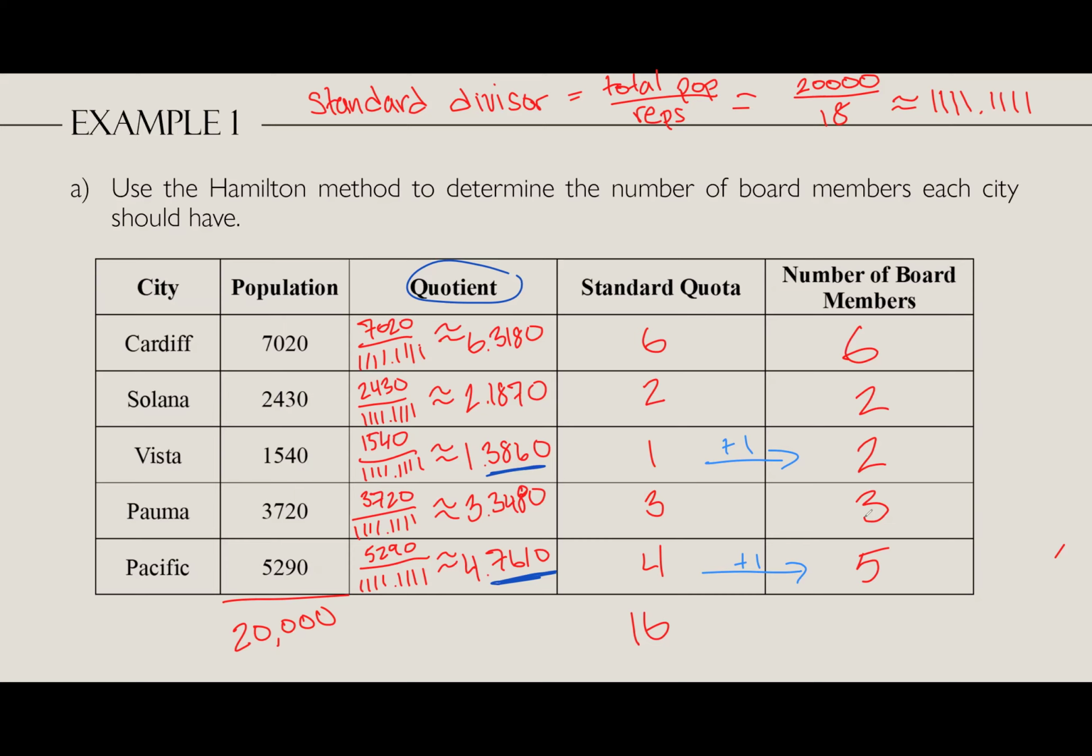Let's just double check real quick and see, do we truly get 18 board members? 6 plus 2 plus 2, we get 10. 10 plus 3, we get 13. 13 plus 5, we get 18. So we have our number of board members in this case, using the Hamilton method.